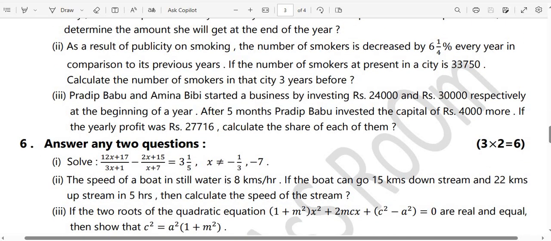Question number 1. Solve (12x plus 70) by (3x plus 1) minus (2x minus 50) by (x plus 7) is equal to 3 by 1 by 5. x naught is equal to minus 1 by 3, comma, minus 7.